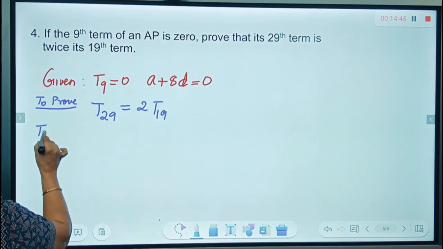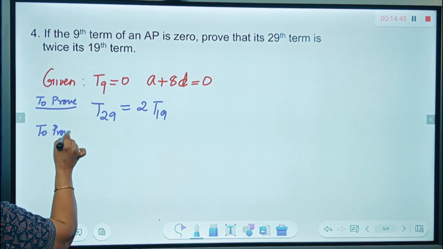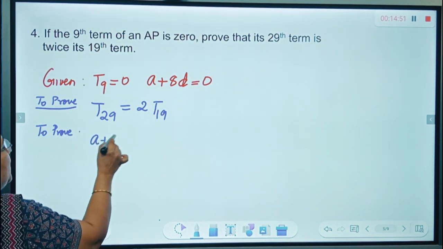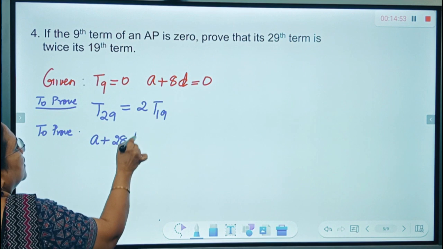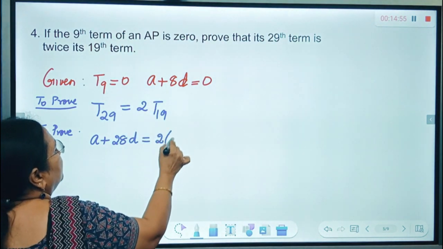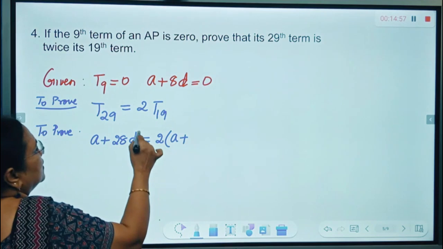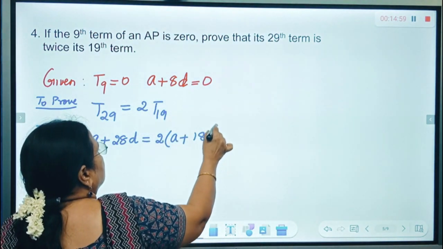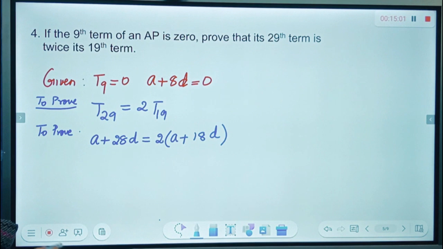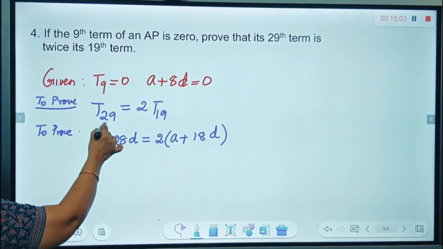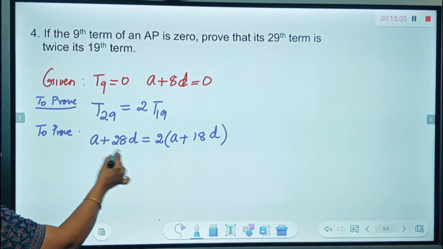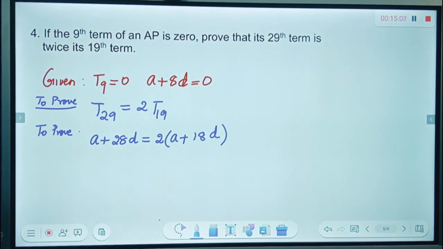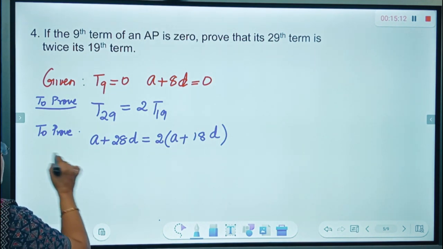To prove a plus 28d is equal to twice of a plus 18d. Tn is a plus n minus 1 into d. So T29 will be a plus 28d, which is equal to twice of, what is T19? A plus 18d. Okay, this is what we need to prove.